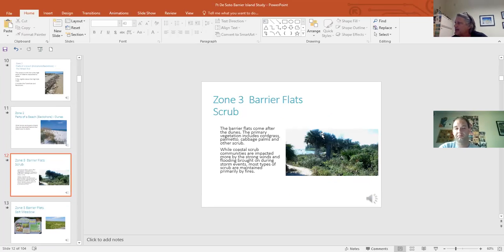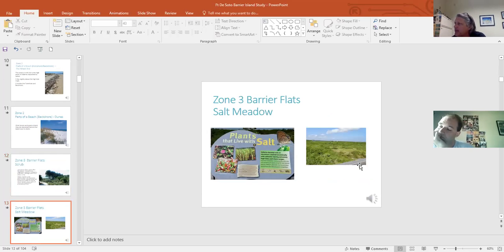Behind that, you have your flats. There's your cabbage palm, our state tree, wax myrtle, palmetto, various fast-growing herbaceous plants. Many times you have a low-lying area back there that fills up with salt, and that's called a saltern or a salt meadow. This area is the saltiest place on the beach because all you get is the evaporation, and then salt just builds up over time.